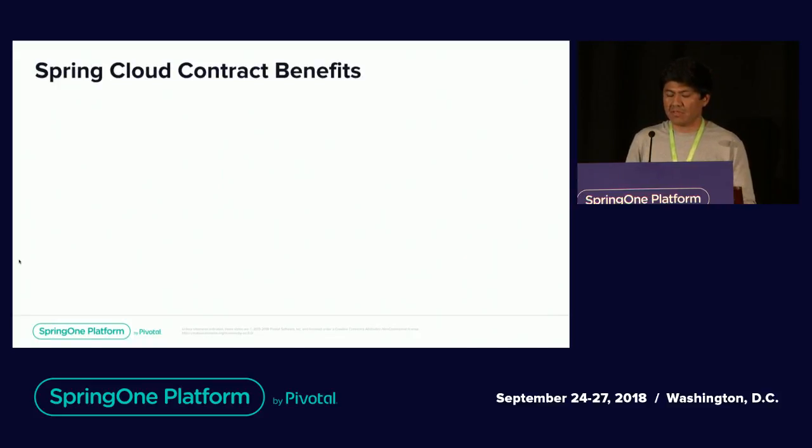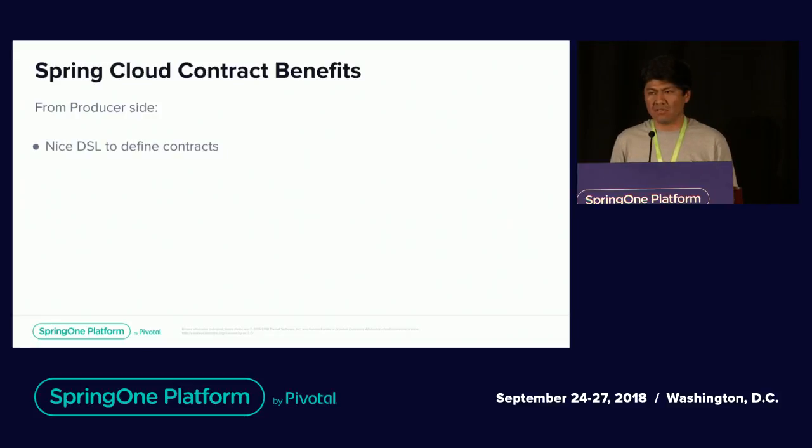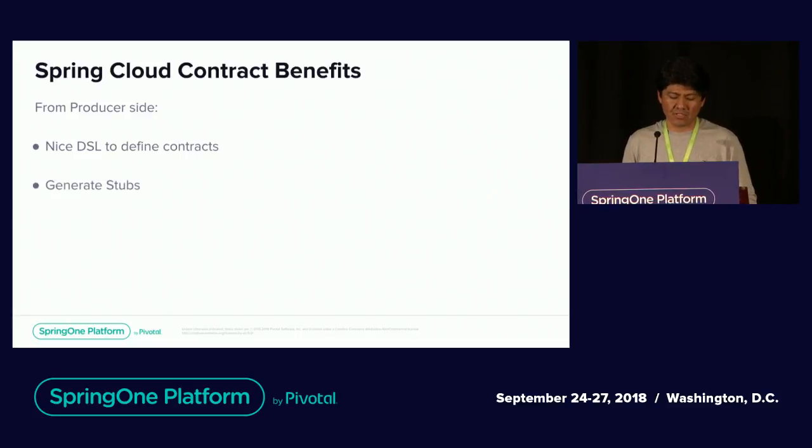So we are going to talk about Spring Cloud Contract. There are some benefits to using this project. From the producer side, it has a nice DSL to define the contracts. It is based on Groovy. It will also generate stubs out of the box and generate tests against the defined contracts.